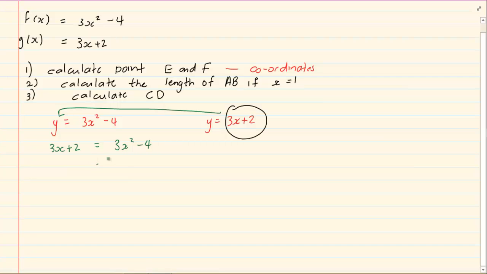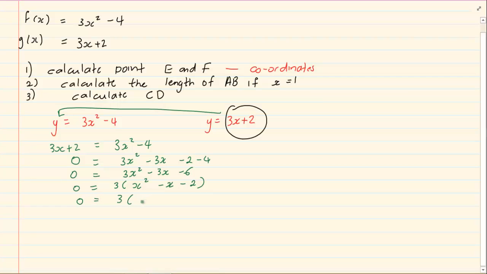Now you bring everything to one side, so we've got 3x squared minus 3x minus 2 minus 4 is equal to 0. If you are not familiar with what I'm doing, please go back to your solve for x and learn this work before you continue. You cannot do deductions if you do not know how to factorize and solve for x.